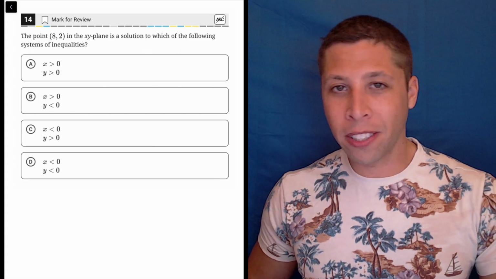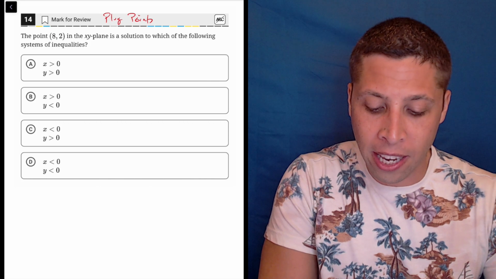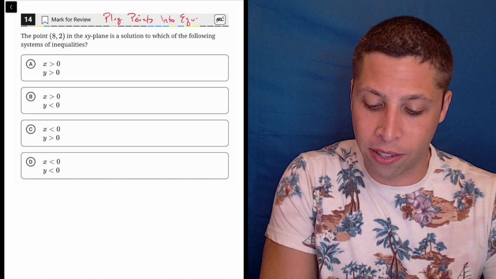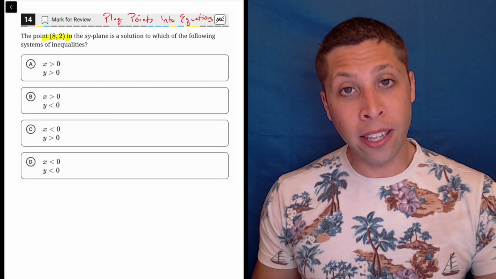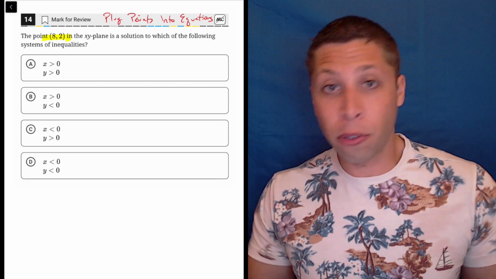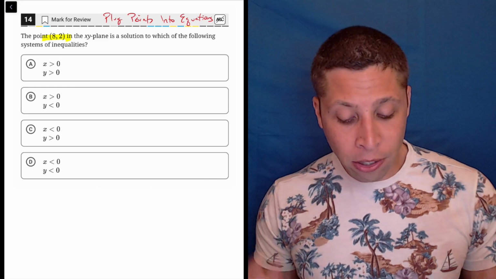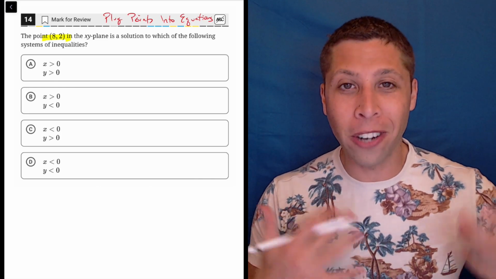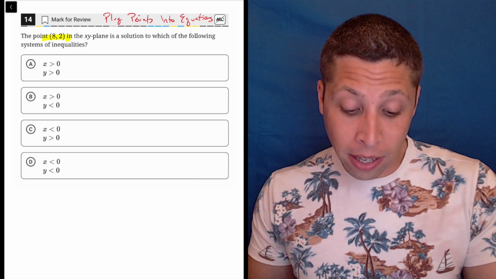This is a very obvious example of my favorite strategy. Plug points into equations. Now we're clearly given a point, and in the answer choices we have inequalities, and those are basically equations. So don't let the inequality symbols bother you. In fact, this question is really only testing whether or not you understand what the inequality symbols mean. So we can just plug this in here.